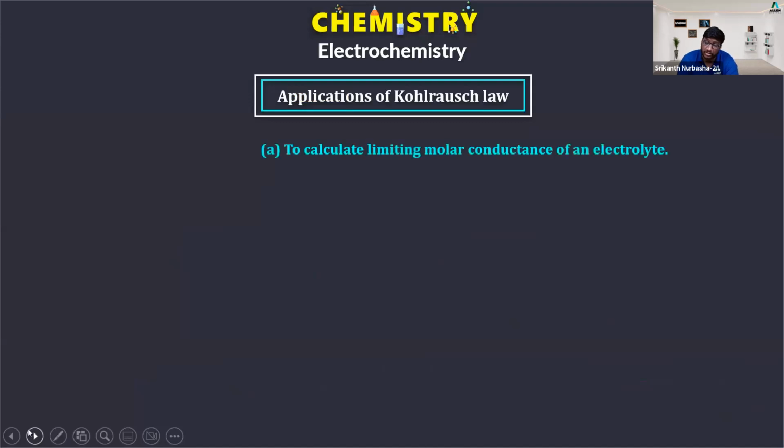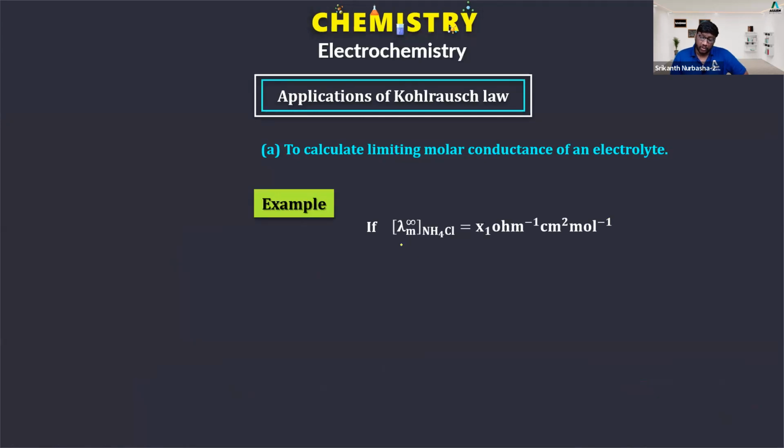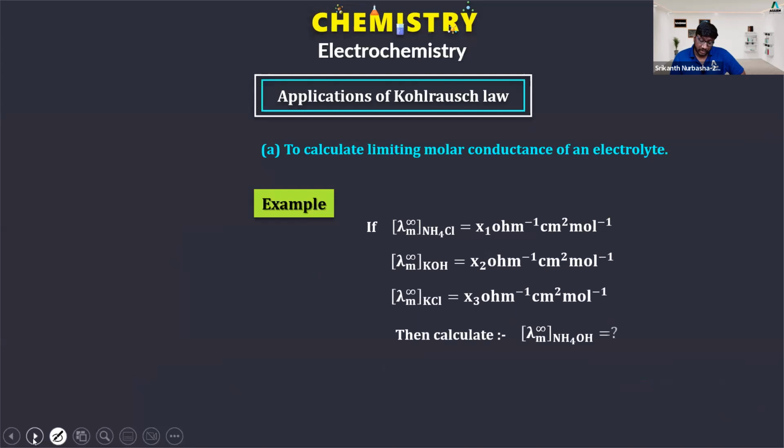Let us look at the applications of Kohlrausch's law. First, to calculate the limiting molar conductivity of an electrolyte: it can be calculated when you know the limiting molar conductivities of other electrolytes. For example, if the molar conductance of NH4Cl is x1, KOH is x2, and KCl is x3 ohm inverse centimeter square mole inverse, we have to find it for NH4OH. Can I write these equations? The molar conductance of NH4Cl at infinite dilution is equal to that of NH4 plus plus that of Cl minus at infinite dilution.